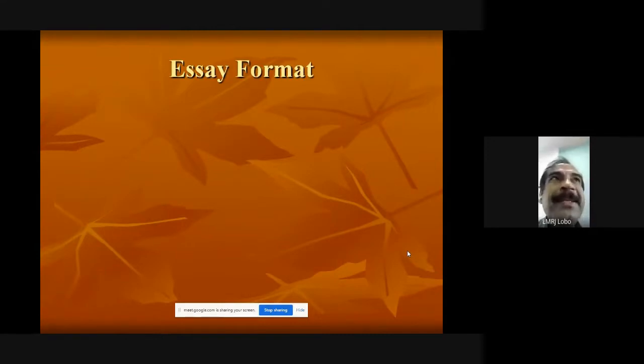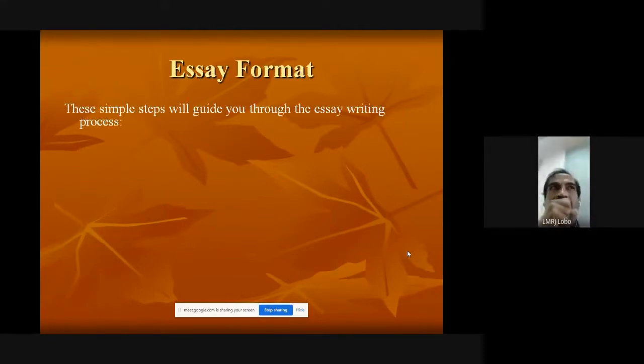So now we go to the essay format. These simple steps will guide you through how you are actually going to write your essay. The process is to decide on your topic. Here you're not going to be given many options. Probably you may be given 2 or 3 topics from which you decide which topic to select, or you're given a single topic which you have to expand and write an essay on.